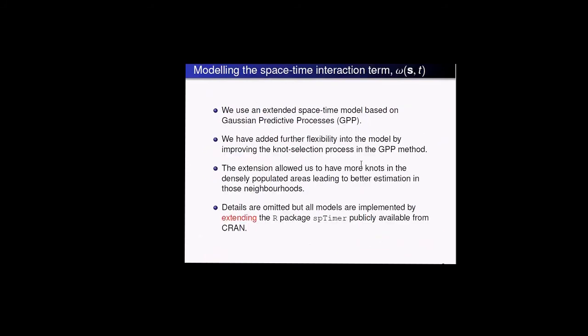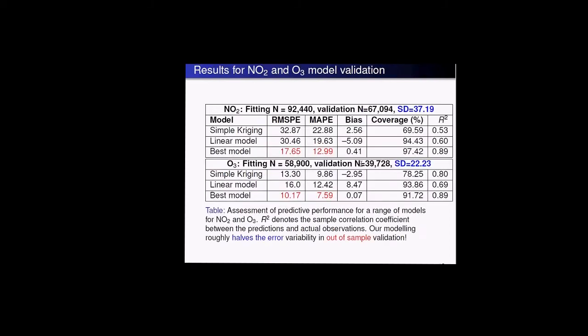For modeling the space-time interaction term, we use an extended space-time model based on the Gaussian predictive process. We have added further flexibility into the model by improving the knot selection process in that GPP method. The extension allows us to have more knots in the densely populated areas, leading to better estimation in those neighborhoods. We omit the details because that will take much longer to explain, but all models are implemented by extending the R package spTimer, publicly available from CRAN.